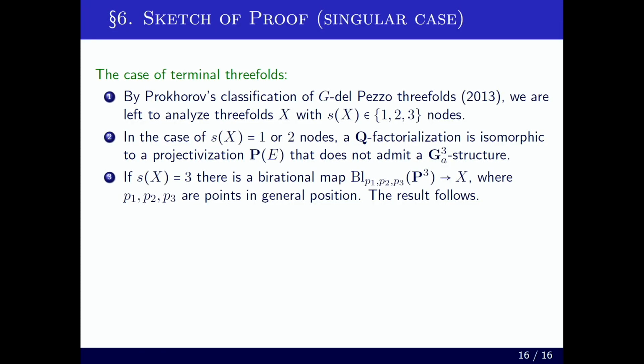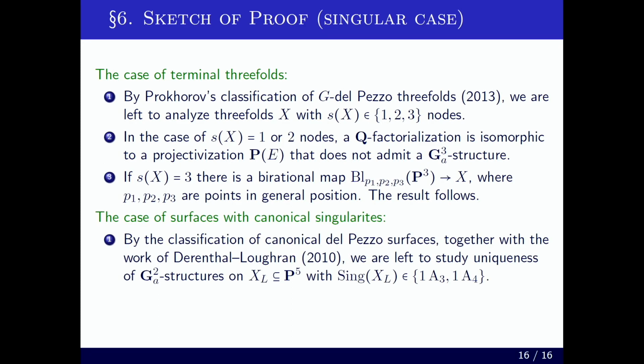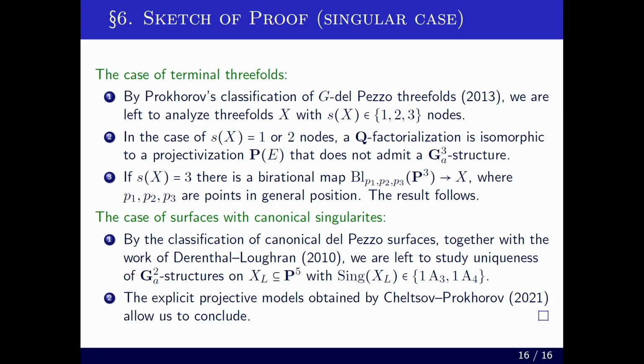And actually, there is also a birational map from the blow-up of P3 at 3 points. It is very easy to see that this is additive, because you have an additive action with a whole hyperplane of fixed points, with this naive action. So you pick 3 points inside this hyperplane, and that's it. And for surfaces, essentially the existence was treated by Derenthal and Loughran, so we only had to study the uniqueness. To do so, we used some explicit projective models that were provided very recently by Cheltsov and Prokhorov. And that's the end. Thank you.